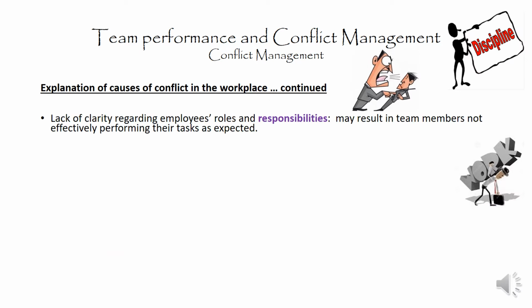When there's lack of clarity regarding employees' roles and responsibilities, that could result in team members not effectively performing their tasks as expected because they don't know what is expected of them. All right, so if people do not understand what their role is and what exactly they are in charge of and what exactly their responsibilities are, they cannot do their job if we don't tell them exactly what to do. So we can't give vague instructions.